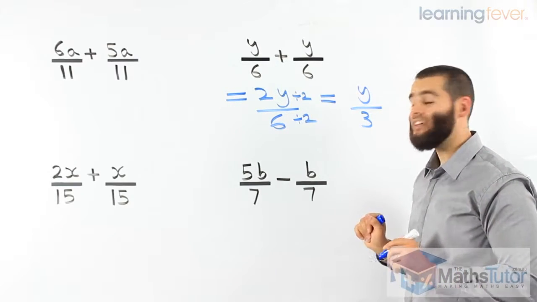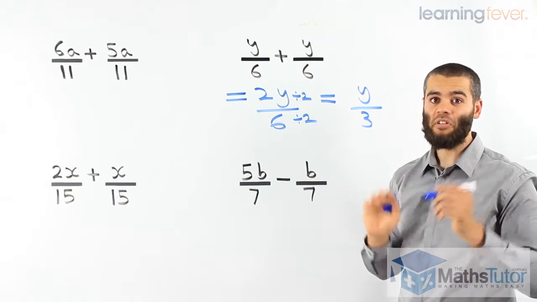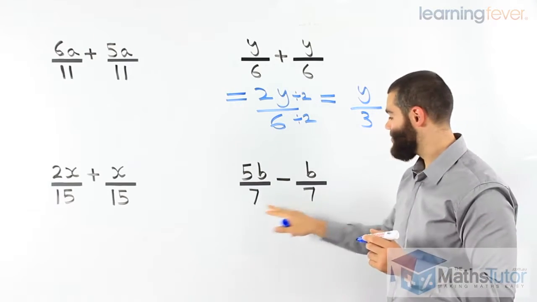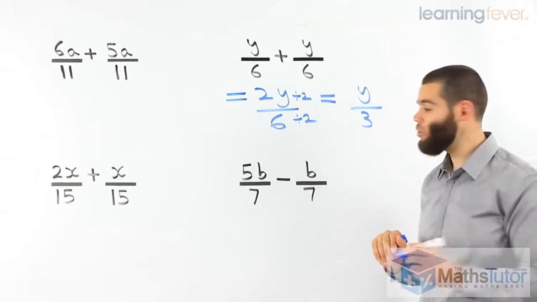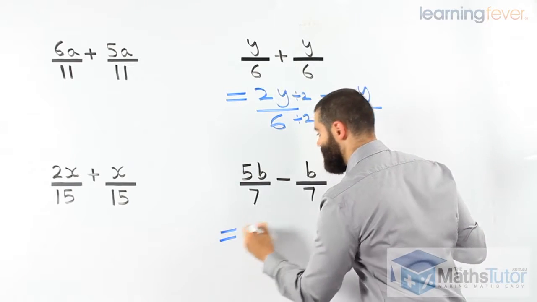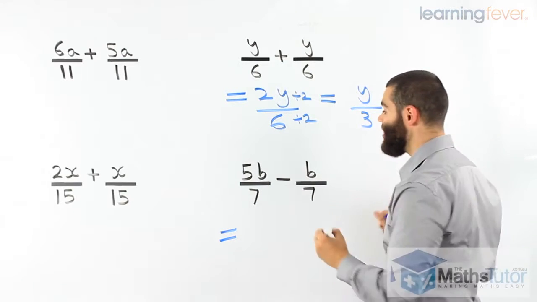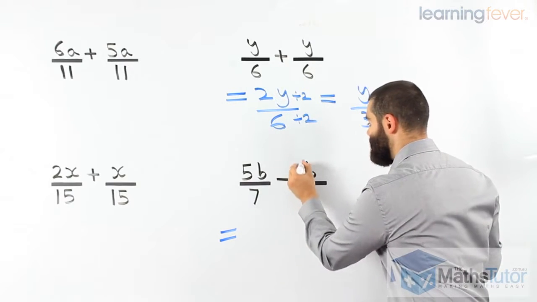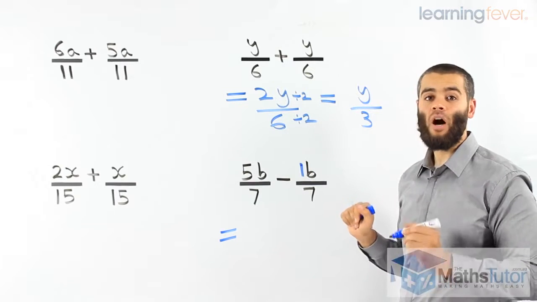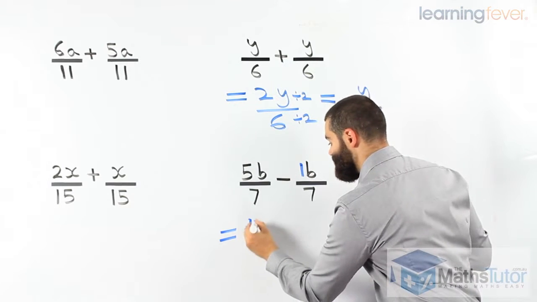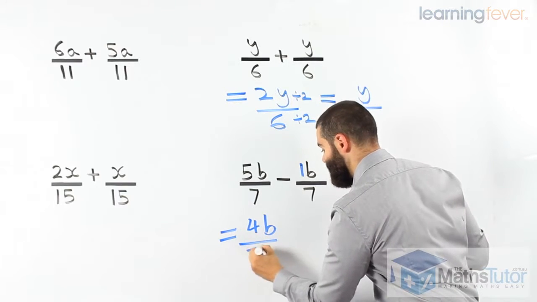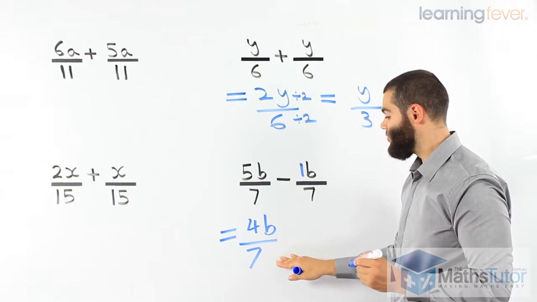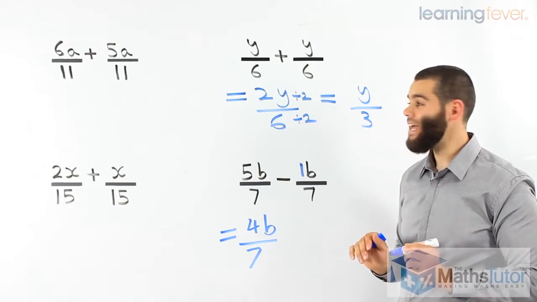Again, we have now a subtraction. So algebraic fractions with subtraction. So addition and subtraction follow the same rules. Do we have a common denominator? Yes, we do. We just work out and we subtract the numerators. 5b take away b. So we have 5b take away b. We know there's a 1 there. 5b minus 1b is 4b over the denominator, which is 7. 4b over 7. It's as simple as that. That's the furthest. We can't simplify more than that.